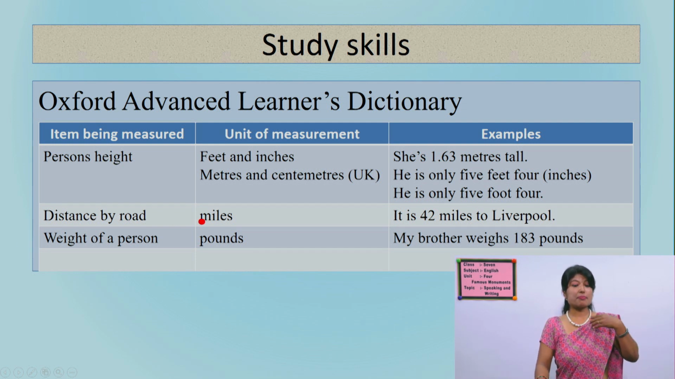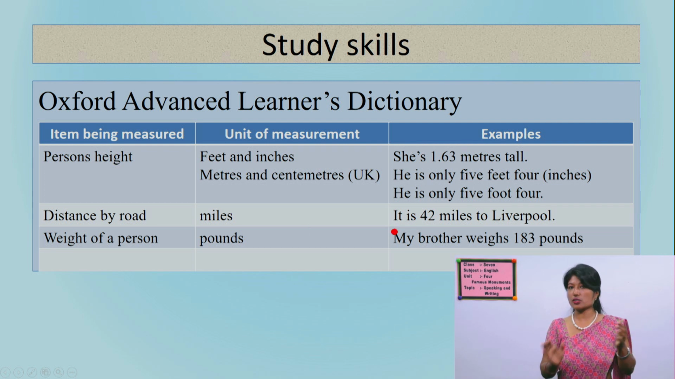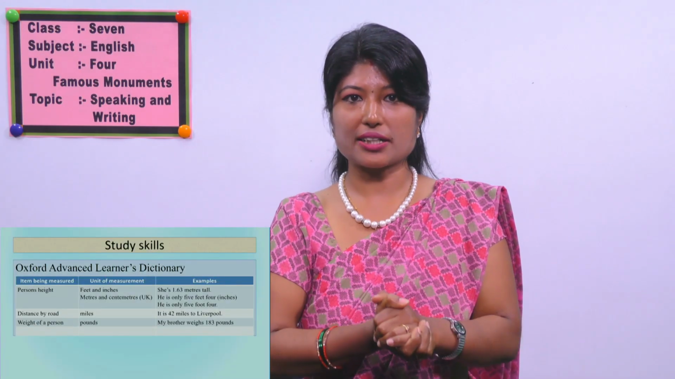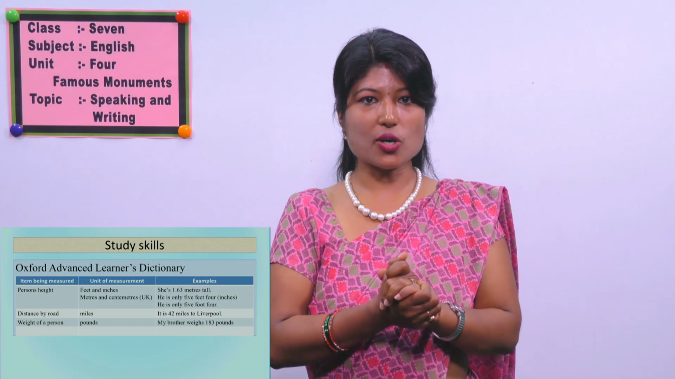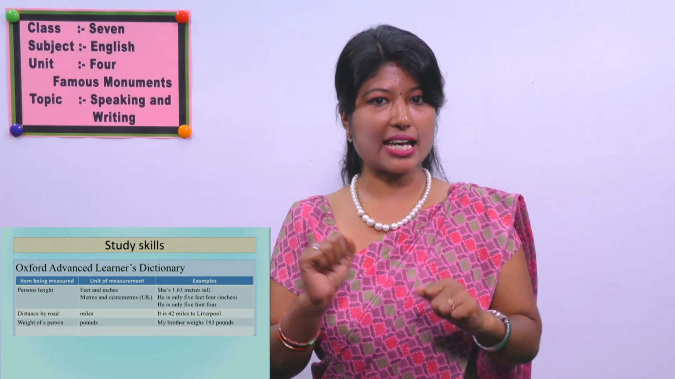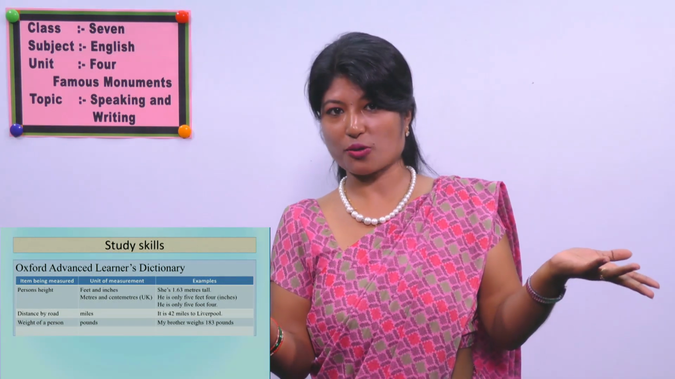And distance by road. For distance they use miles. So it is 42 miles to Liverpool. Weight of a person, they use pounds. My brother weighs 183 pounds. You can find all the equivalents in the Oxford Advanced Learner's Dictionary, where it is given how things are measured. You have to go through that. So this will be your assignment to do at home.